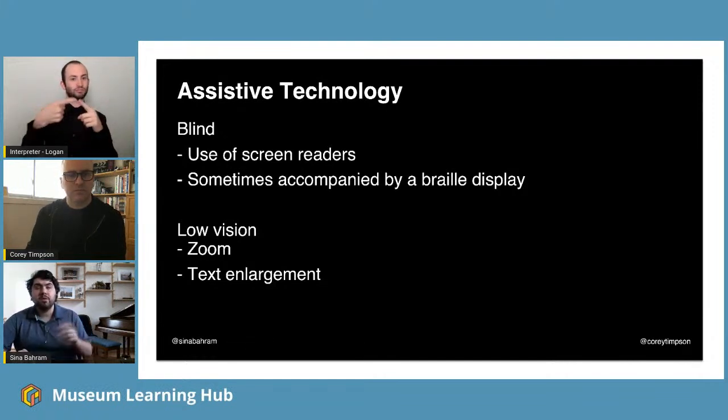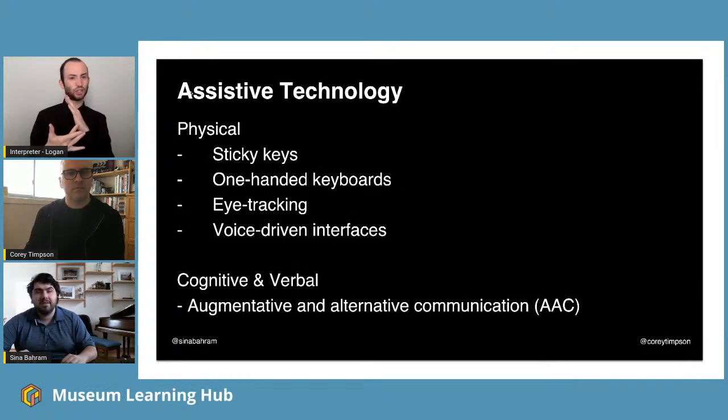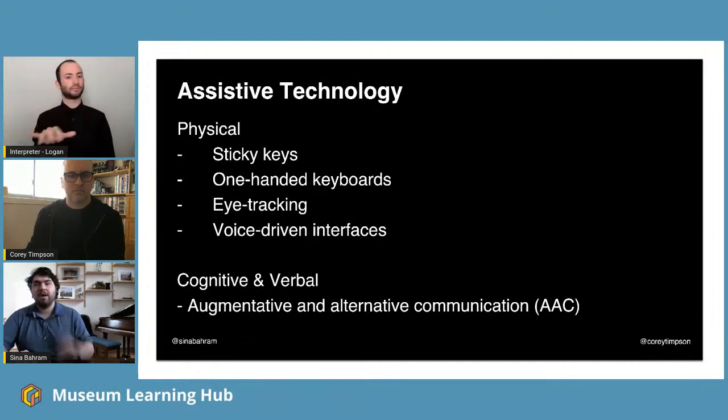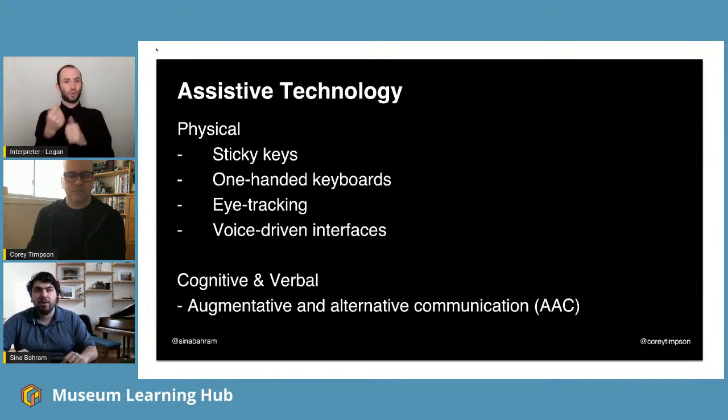With respect to physical differences, there's all sorts of assistive technologies built into our devices. Sticky keys is one concept where you can use the keyboard on your computer, but with one hand. It's a concept whereby the operating system lets you, if you need to perform a keyboard shortcut, press the keys individually and then let them go. So that way, if you don't have the use of both of your hands, you can still operate a keyboard and use keyboard shortcuts. There's one-handed hardware keyboards.